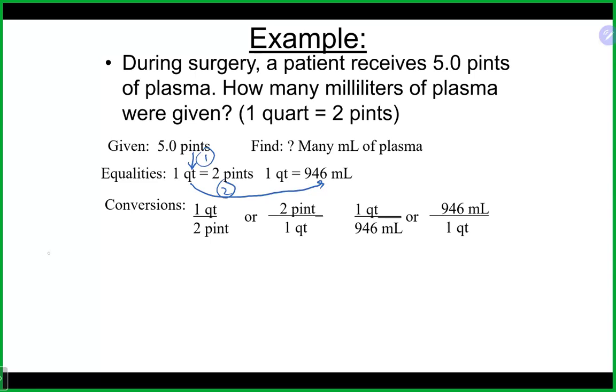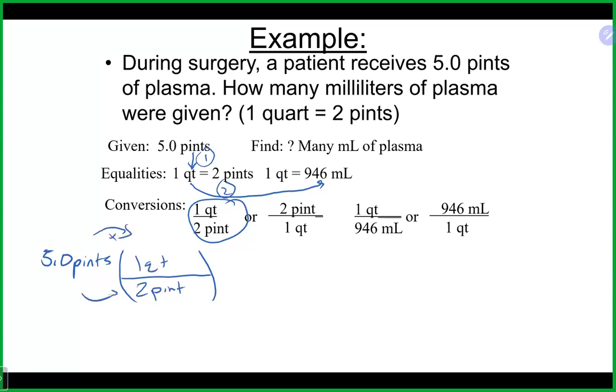We're going to start with our 5 pints. Once again here, our pints are up on top. So just keep it simple to cancel opposite. That is the opposite location for the pints. We're going to go 2 pints, there is 1 quart. Again, we're multiplying and dividing here. Pints are going to cancel.